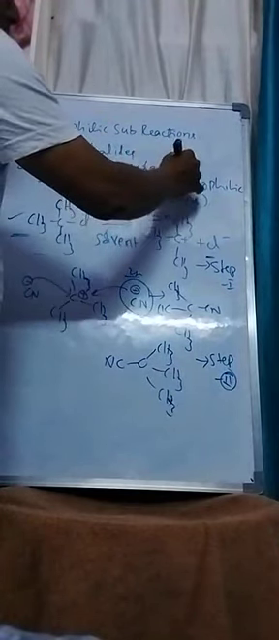So how many molecules are involved in the rate determining step? Here the number of molecules involved in the rate determining step is 1. That's why it is a unimolecular substitution reaction, the SN1 reaction. This is a unimolecular nucleophilic substitution reaction.